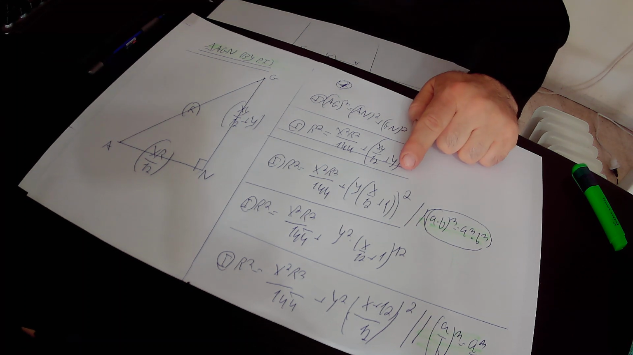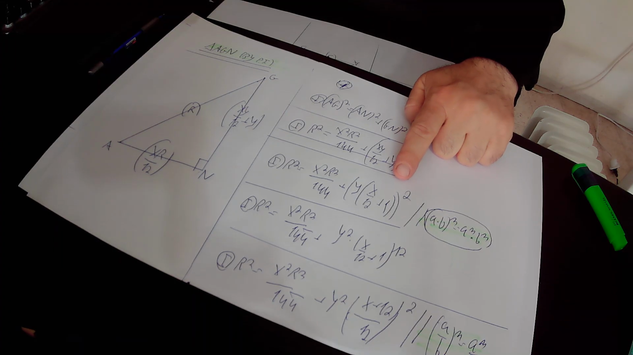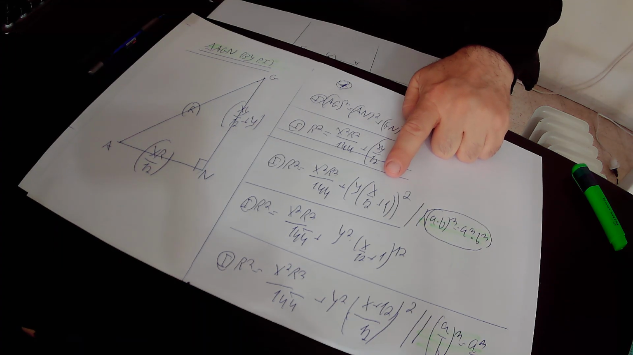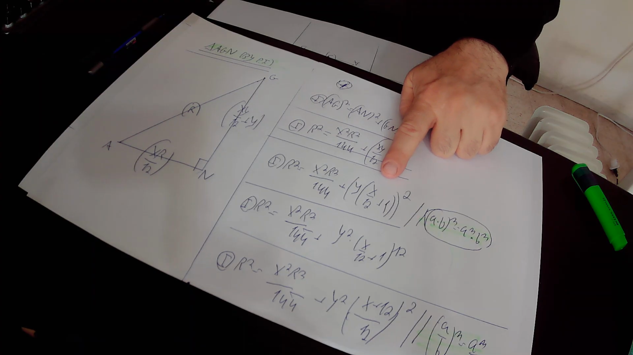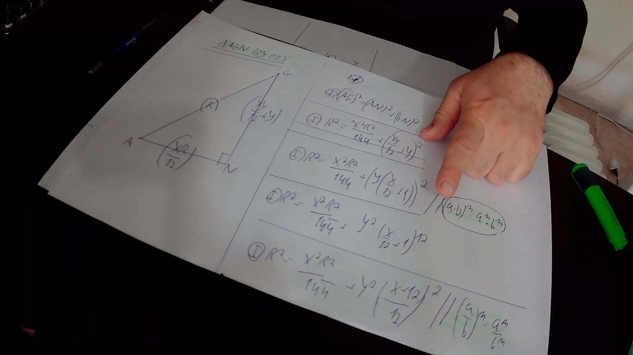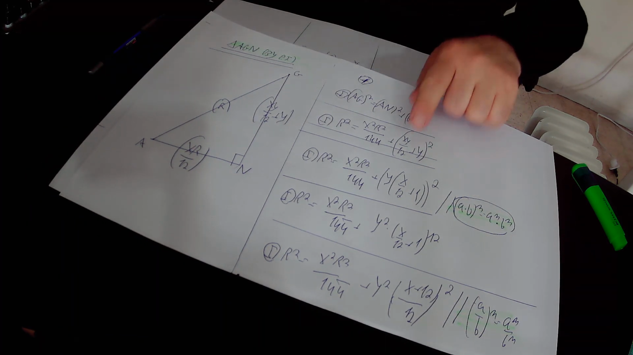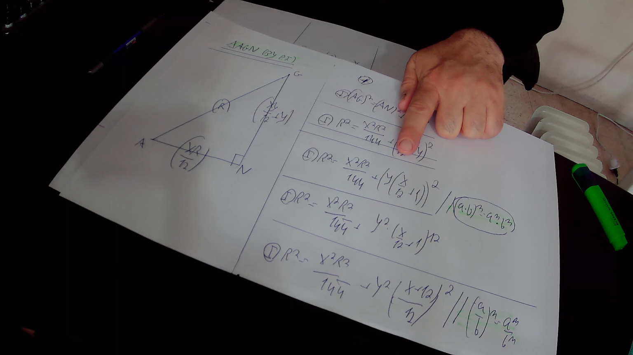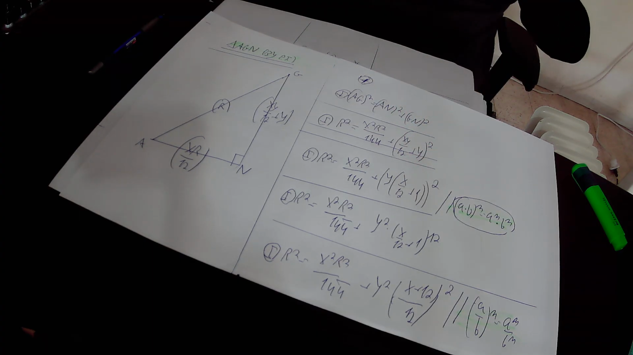In the next step, we multiplied 1 by 12 and then divided by 12 in order to have a common factor with x over 12. So in the numerator of this expression, we will have x plus 12 because we multiplied 1 by 12. Before that, we have y times x over 12 plus 1, all under the square.